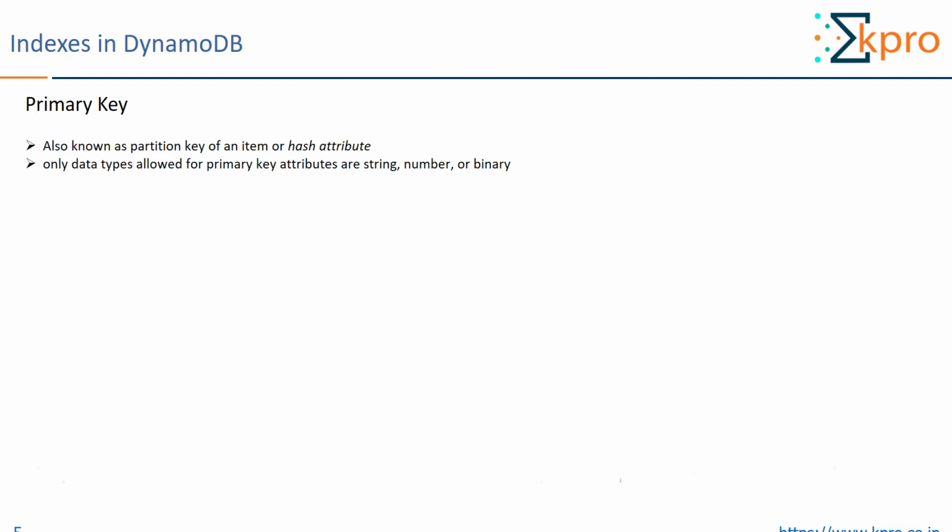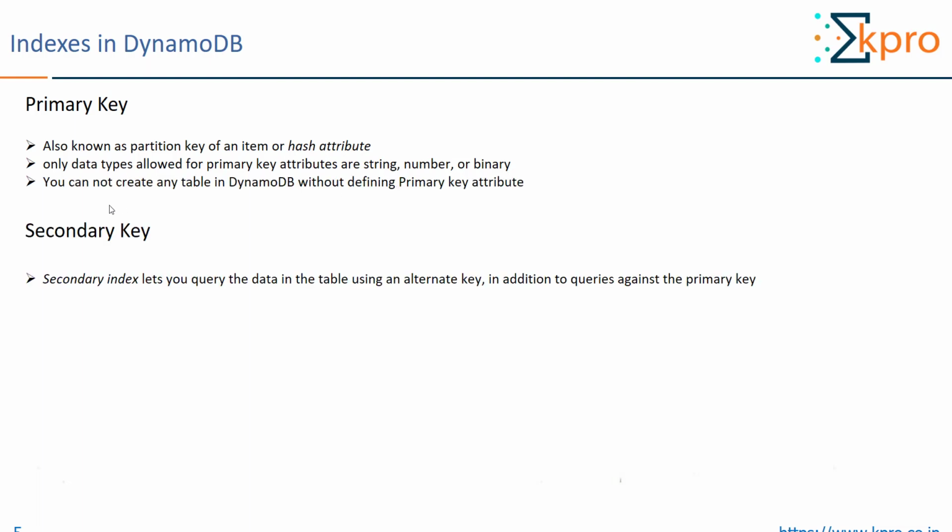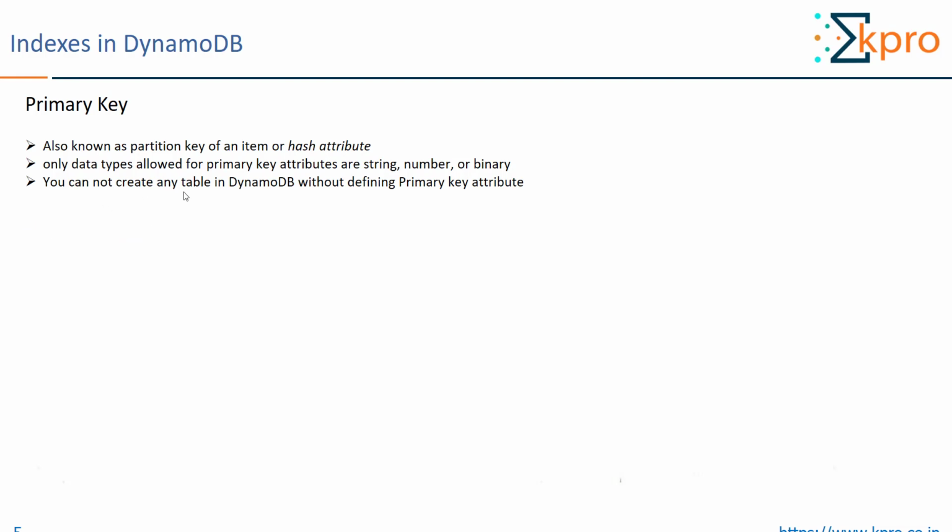The only data types allowed for a primary key attribute are string, number and binary. That line is very important. If you want a particular column to be your primary key, the data type should be either string, number or binary, nothing else. You cannot create any table in DynamoDB without defining the primary key attribute. I have already informed you. You can't do it. Now what is a secondary index?